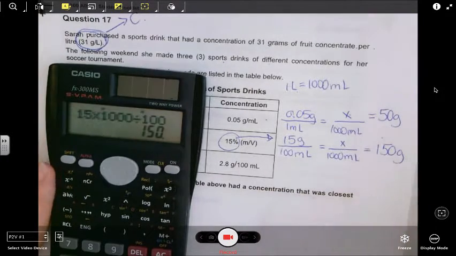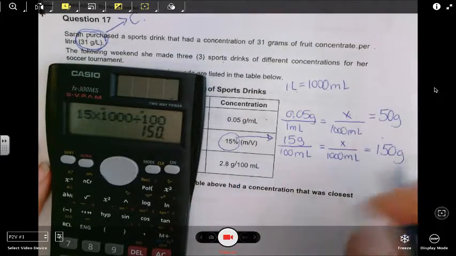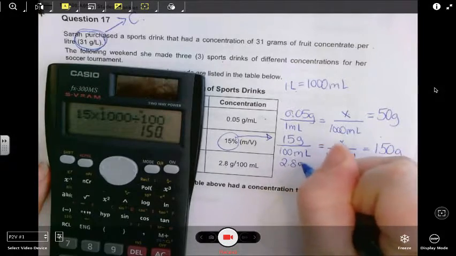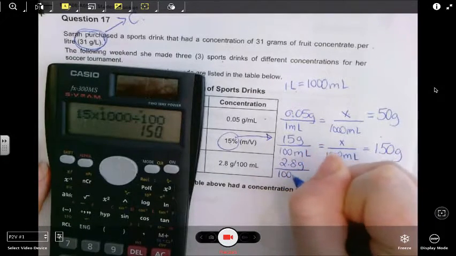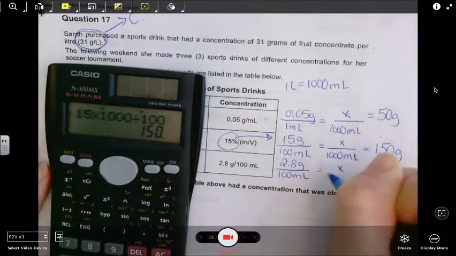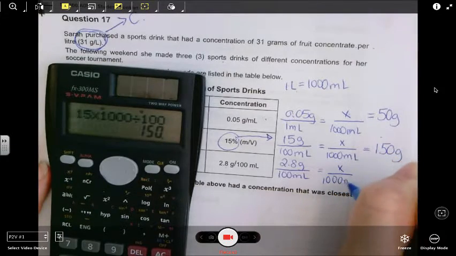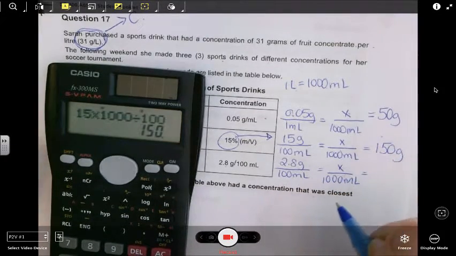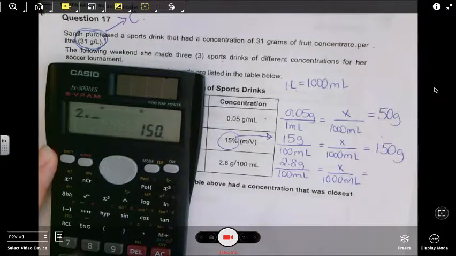Okay, so that should give you 150 grams per liter. And then the last one, we have 2.8 grams over 100 milliliters. And again, we're putting it equals X over 1,000 milliliters. So for the last time here, we're just going to cross multiply 2.8 times 1,000.